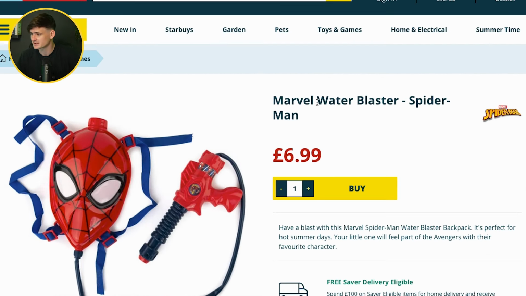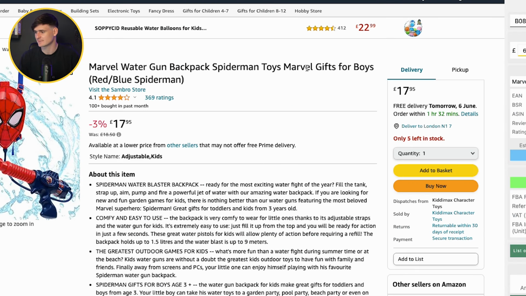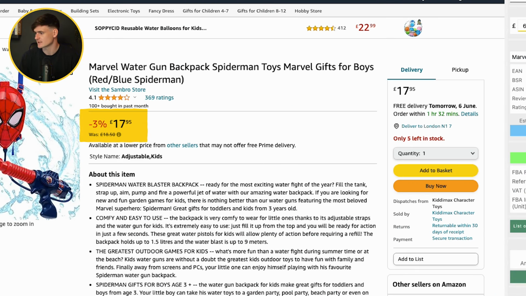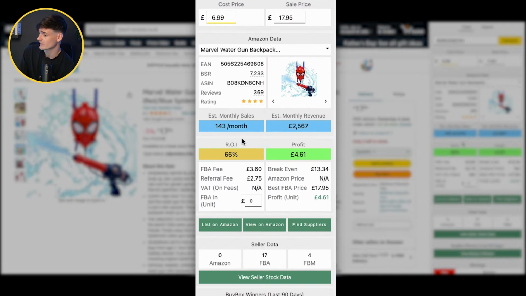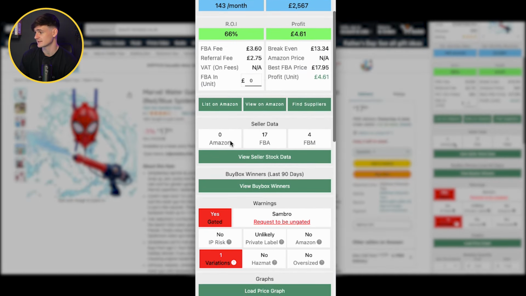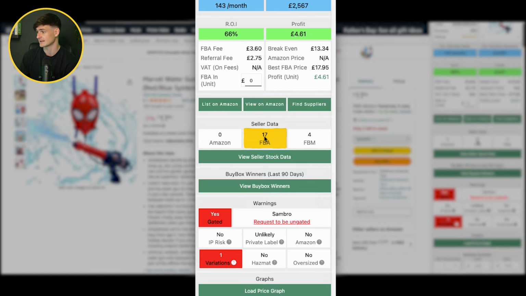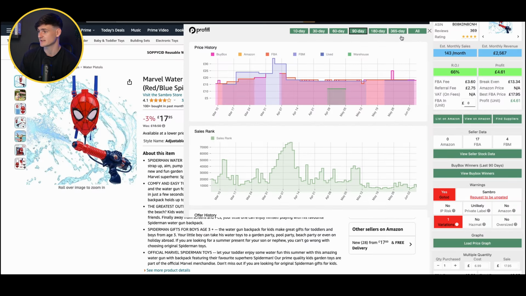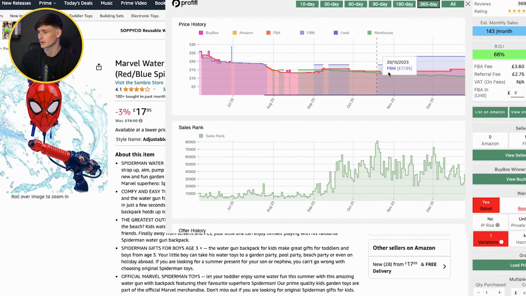Now we have one more product to show you the price graph for, and this is another one from Home Bargain. So this one is this Marvel water blaster. We can buy this one for £6.99. It sells on Amazon for £17.95, so 66% return on investment, 140 sales a month, so really decent sales. It is a lot of FBA sellers, but let's have a look at the price graph to see what they're saying. So we'll go over the last year again.